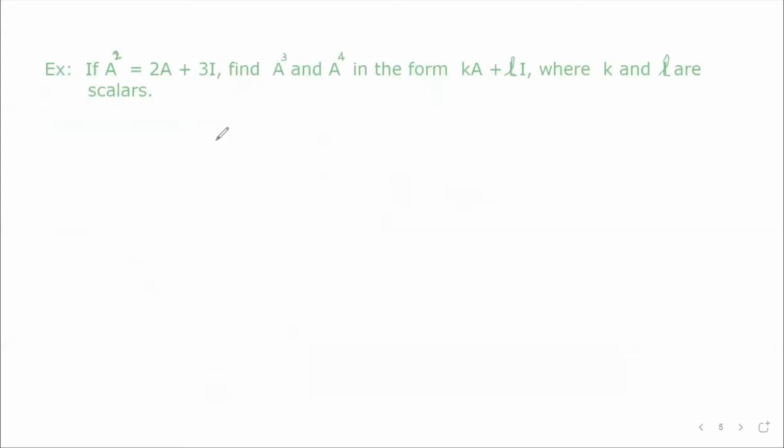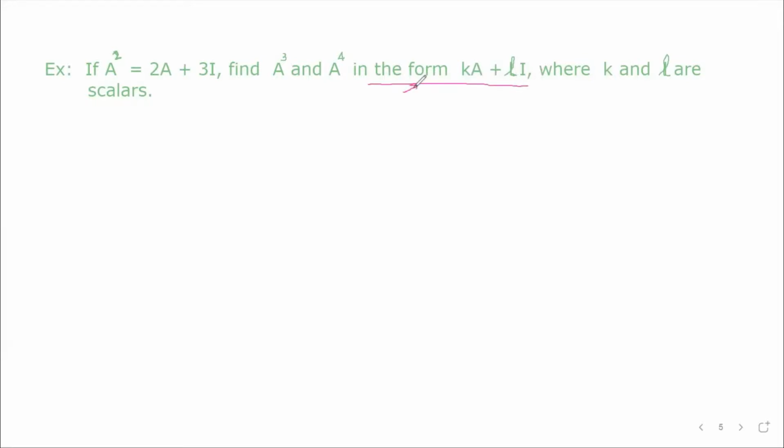Now in this example, say matrix A square equals 2A plus 3I, where I is the identity. And then find A power 3 and A power 4 in the form of KA plus LI. I is the identity matrix, where K and L are scalars and A is a matrix. So in this case, how do we find K and L in the form KA plus LI?